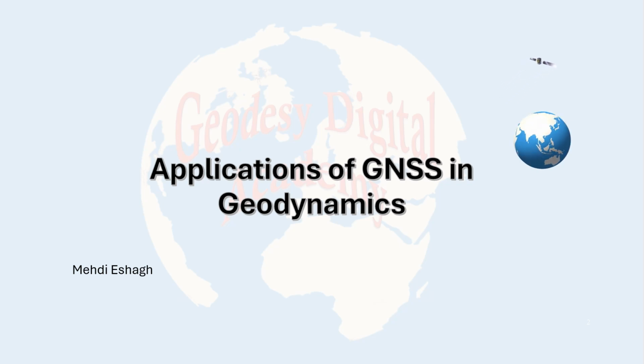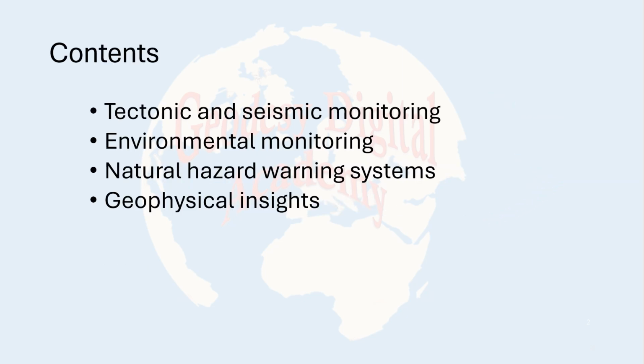Hello and welcome. Today I'm going to talk about applications of GNSS, or Global Navigation Satellite Systems, in geodynamics. I organize these applications in four categories: tectonic and seismic monitoring, environmental monitoring, natural hazard warning systems, and geophysical insights.